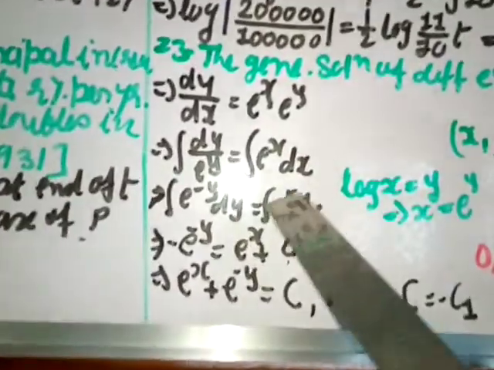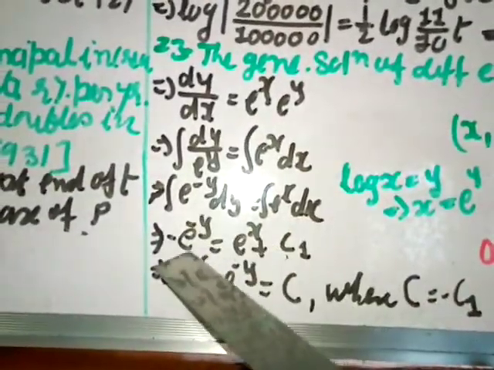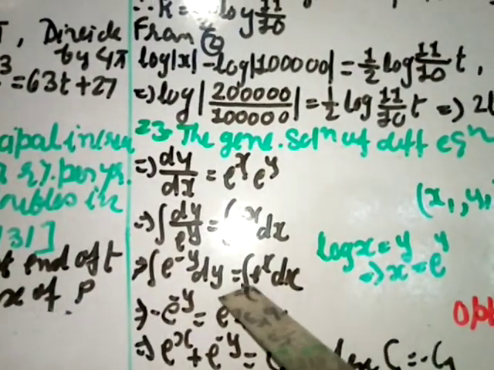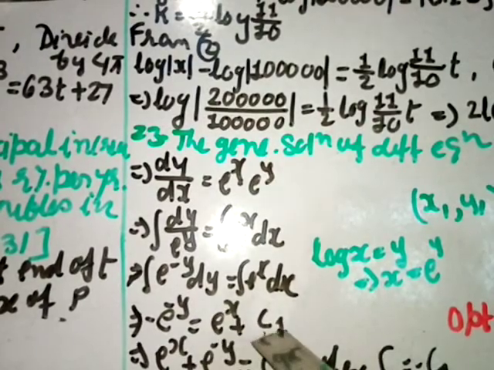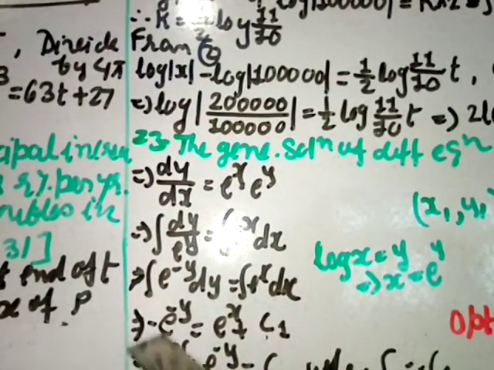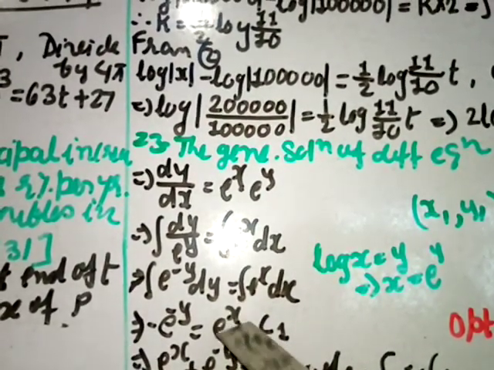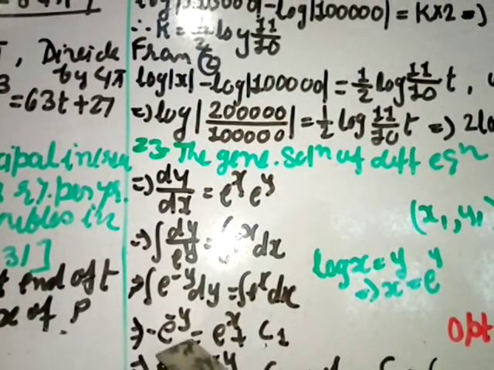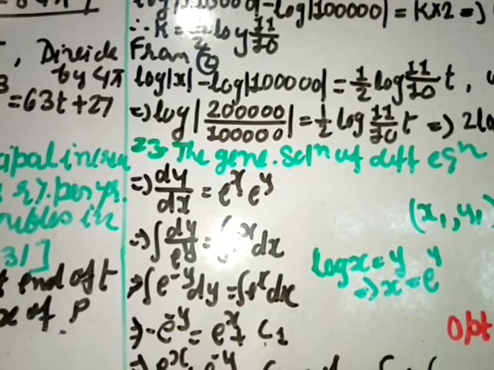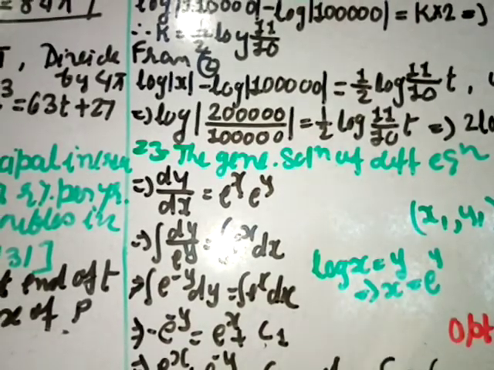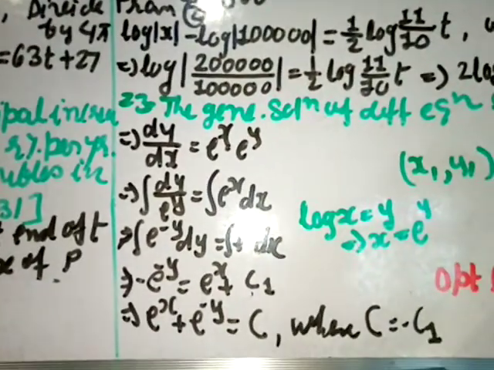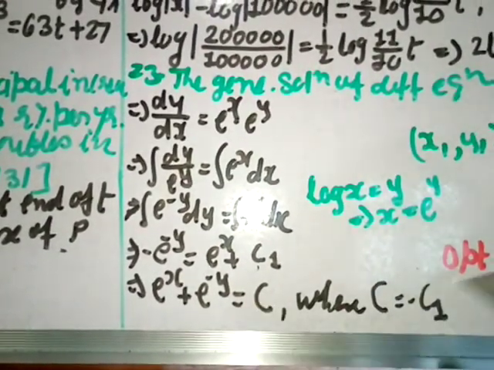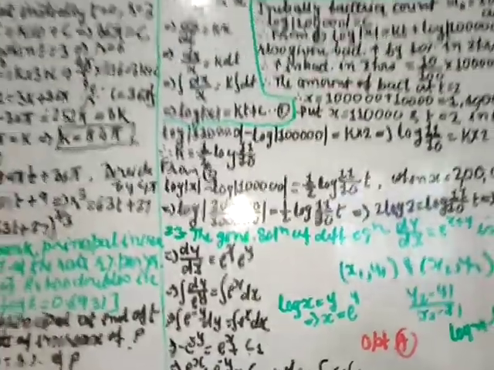Just as it is, this integral is e power minus y, the coefficient of y is minus 1, so divide by minus 1, and the integral of e power x is e power x plus c1. Now e power minus y, which is negative, you transfer here, it becomes plus, and this c1 you transfer, it becomes minus. So here I get e power x plus e power minus y equal to c, and here this capital C I have taken is equal to minus c1. So c value we are taking as minus c1, so this is option number A. So option number A is the correct option.